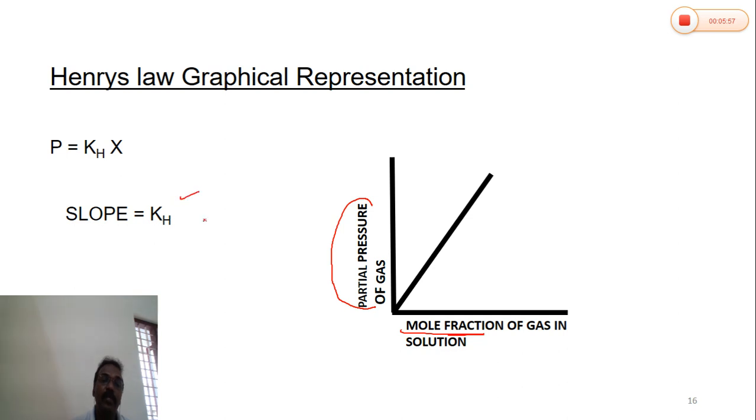Now Kh. It has been studied that solubility and Kh are inversely proportional. Solubility and Henry's law constant are inversely proportional. That is, as Kh increases, solubility decreases. As Kh decreases, solubility increases.